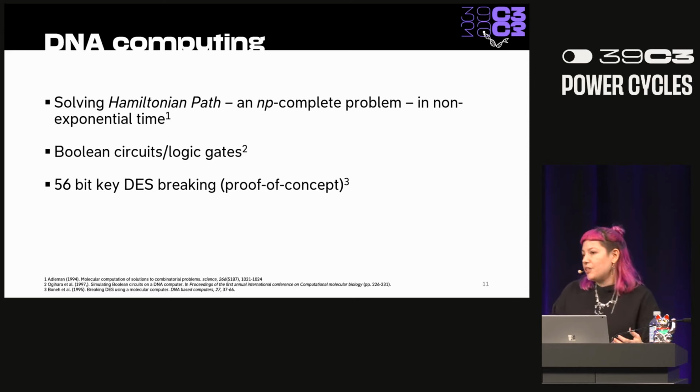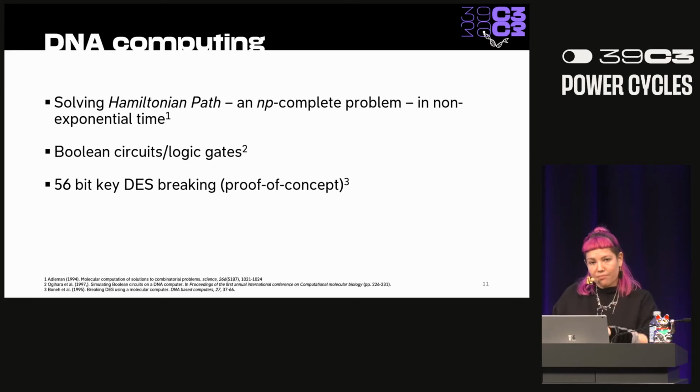And then a few years later, the first logic gates were implemented in DNA. And then still in the 90s, a group of researchers from the US demonstrated in a proof of concept that they would be able to break the Data Encryption Standard. And back then, this was a 56-bit key, and they presented a DNA algorithm where they would be able to solve this in a fraction of the time as opposed to a computer at that period.